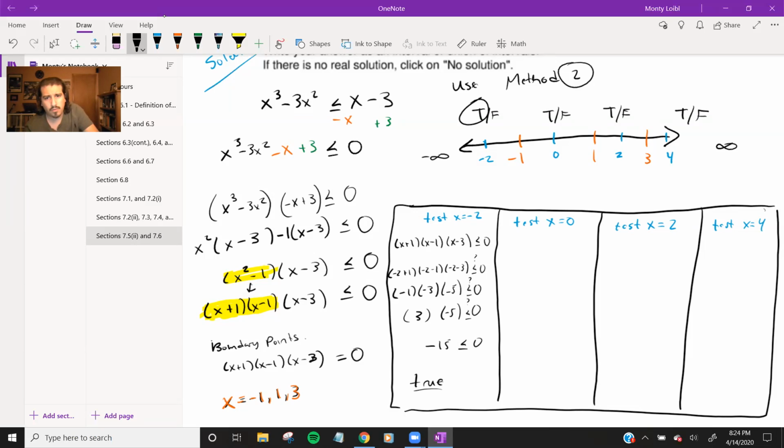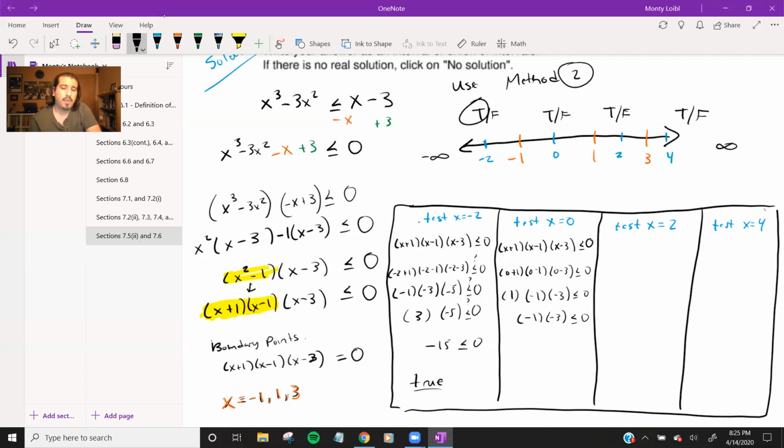Again, plugging 0 into this, we can work this out and see. I'm just lazy, I don't want to rewrite it, so I'm trying to use my snip tool here. All right, and I left off 0. That's okay, easy fix. So plugging in 0, 0 plus 1, 0 minus 1, 0 minus 3, less than or equal to 0. So we got 1 times -1 times -3 less than 0. So this is -1 times 1, which is -1, times -3.